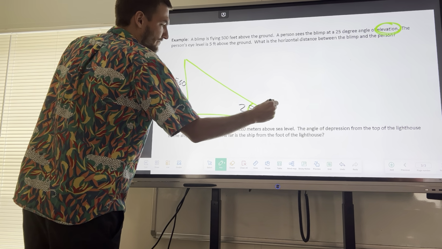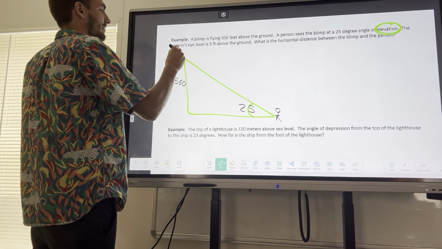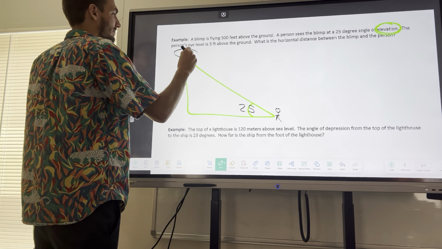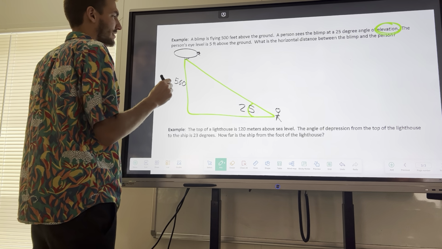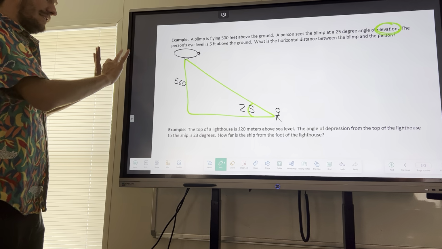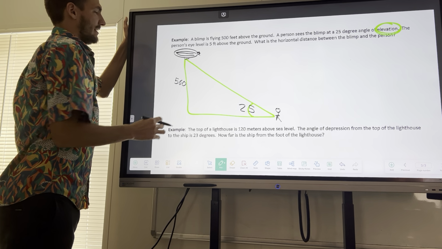If the person is looking up at the blimp, you guys know what a blimp is? I don't know what that is, but that's my best try at making a blimp. I think they normally have lines like that. I don't know. It's a blimp.